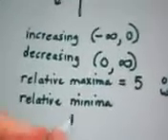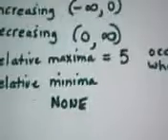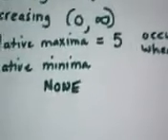Relative minimum in this case, I'm going to put none, and of course there is none because the graph just keeps dropping lower and lower and lower. In other words, there is no valley. Okay?